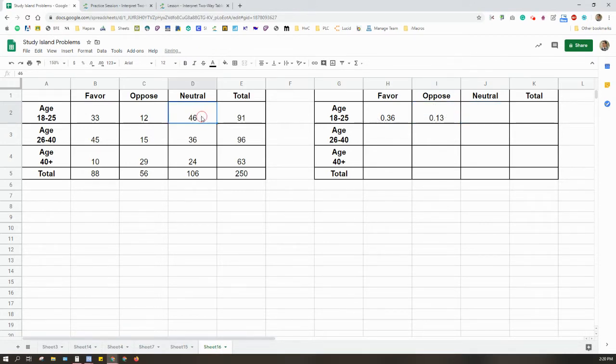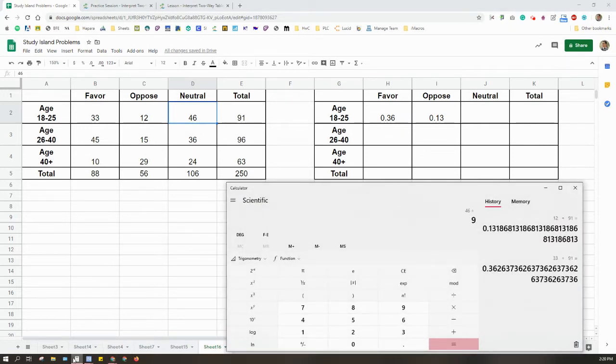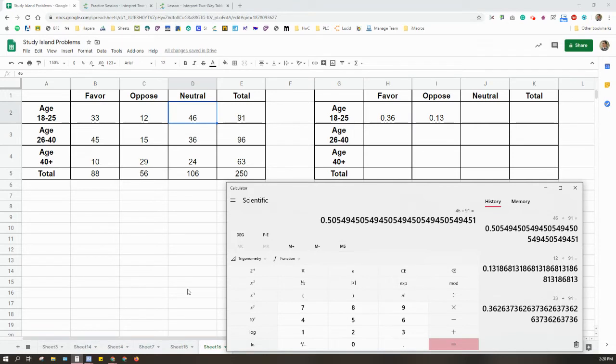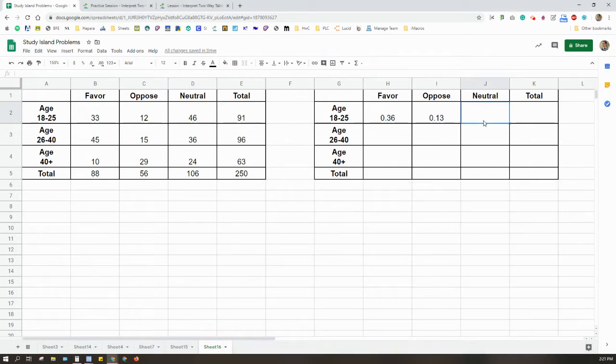And the next one is 46 out of 91. So 46 divided by 91, 0.505. That's going to round to 0.51. So that's the neutral column, 0.51. And then finally the row total, since this is a row relative frequency table, should be 1.0. It should be 100%. If we add up 0.36, 0.13, and 0.51, it is 1.0. So that's how we do it. So go ahead and calculate those for the rest of these.